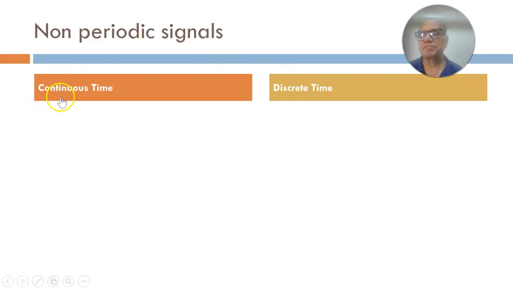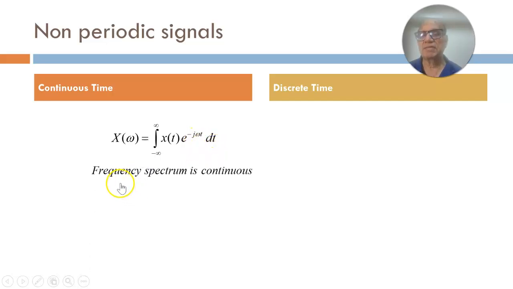So let us start. Now, before we write the equation for the discrete time Fourier transform, let us revise our knowledge of continuous time Fourier transform. Remember, it was given by this equation: X(omega) is equal to the integral from minus infinity to plus infinity of x(t) e raised to minus j omega t dt. And remember, we had studied that the frequency spectrum for a non-periodic signal is continuous. And I will just revise what we had explained at that time.